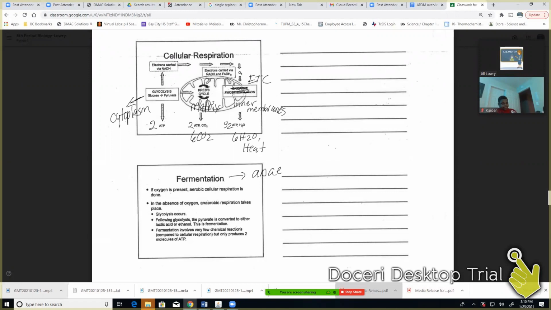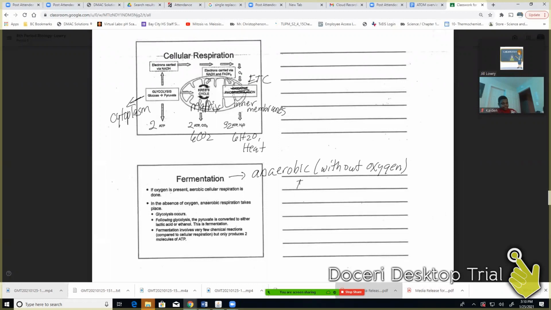So this is anaerobic. Anaerobic means without oxygen. So we still need ATP. The body can't just not have any ATP, so it has to find a different pathway, and it goes through something called fermentation, where a lot less ATP is being produced.